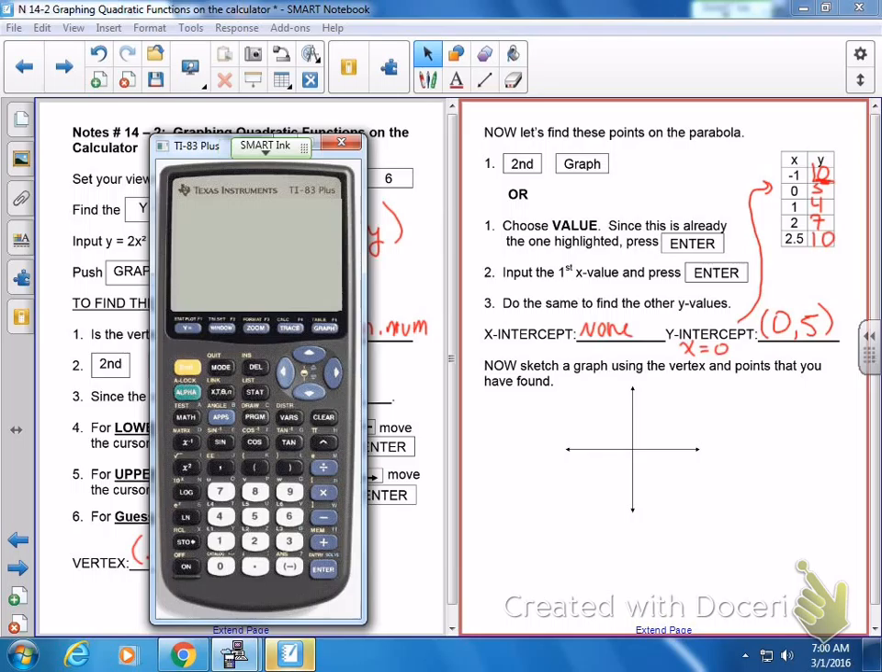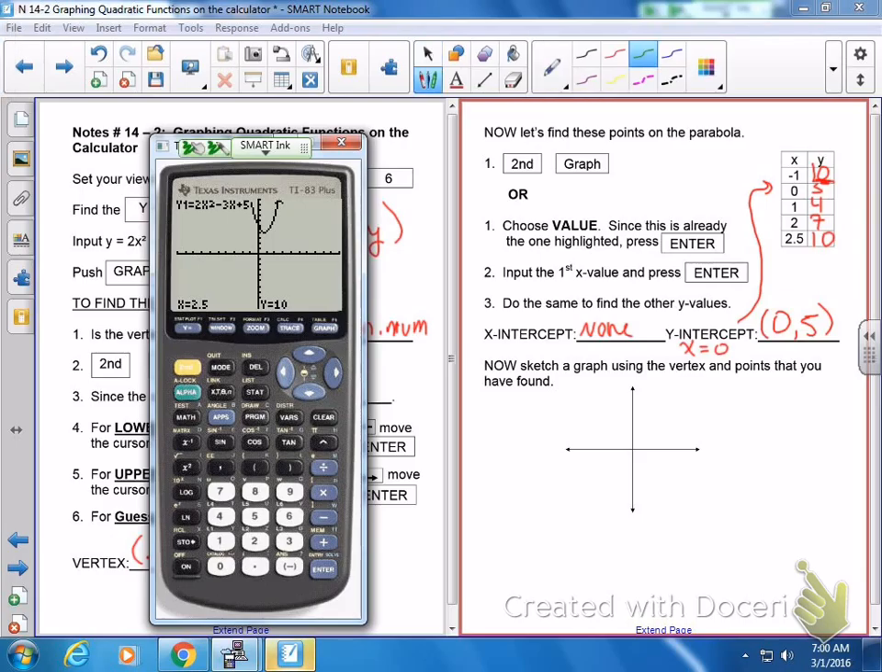Let's see, my calculator turned off there. Even on the computer that has batteries. Now we're just going to sketch it using some of the points that we found. Let's see, I have a bunch of them. I've got over 0, up 5. 1, 2, 3, 4, 5. So there's one of them.